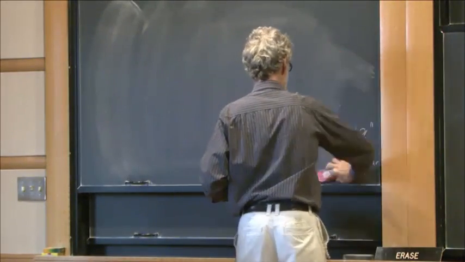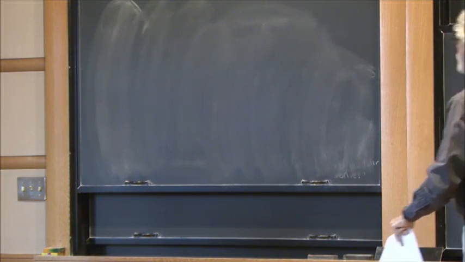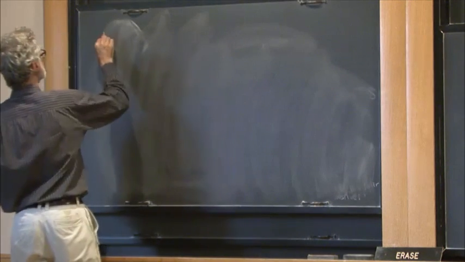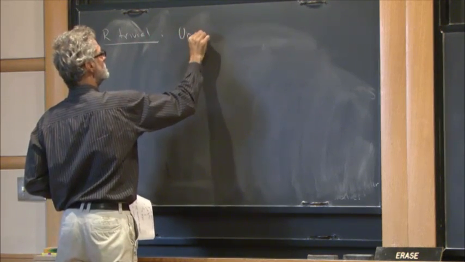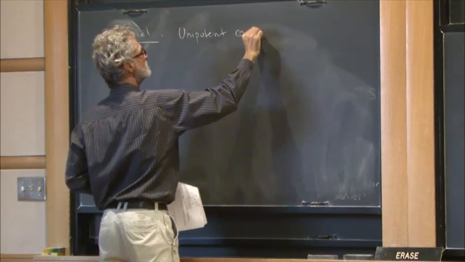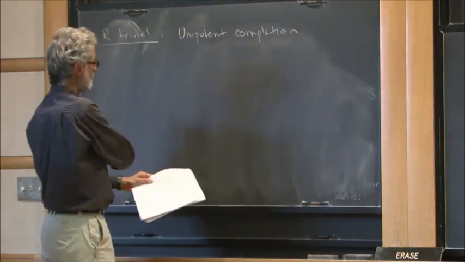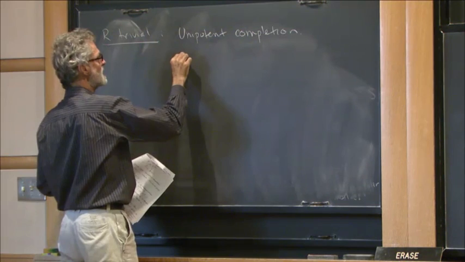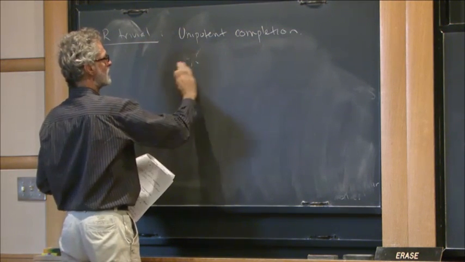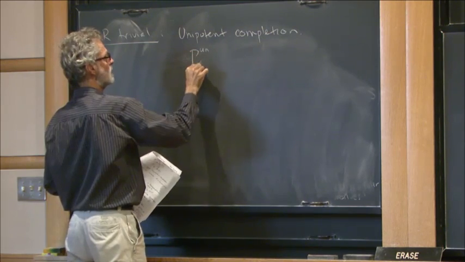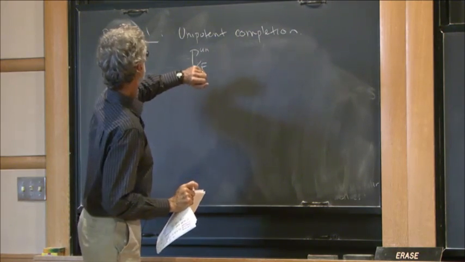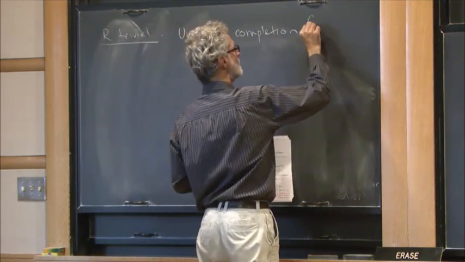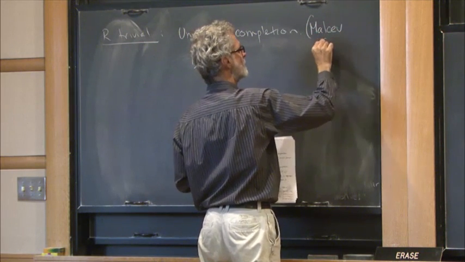All right, so the cases of interest to us are the ones I put up here. When R is trivial, this is called unipotent completion. We can call it, say, gamma unipotent over F. It's the notation I'd like to use. And this is also what people in rational homotopy theory call Malcev completion.